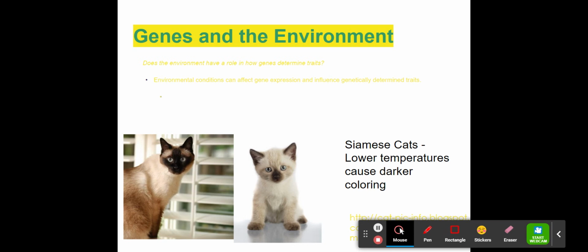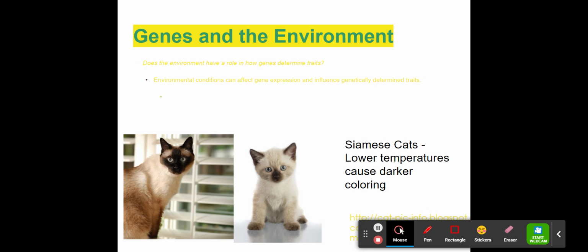All right. And then the last little bit here is genes and the environment. And we've already read a little bit about how organisms can change their sex based off of the environment that they're in and the conditions they're in. We also talked about Nemo's dad, how technically he should have become female because that was the environment that he was in. So the environment can affect gene expression.